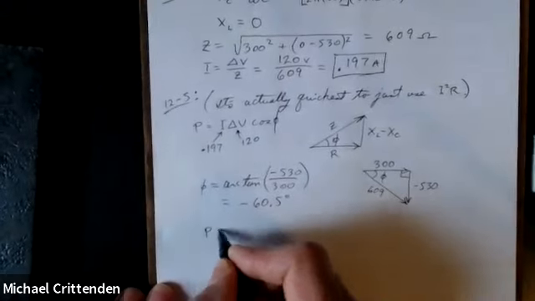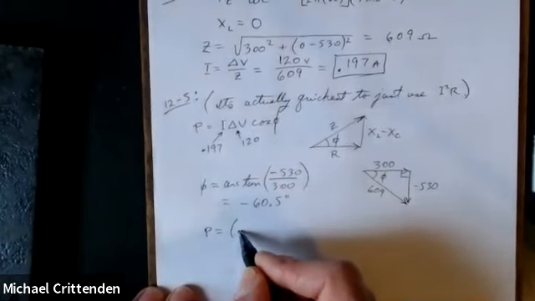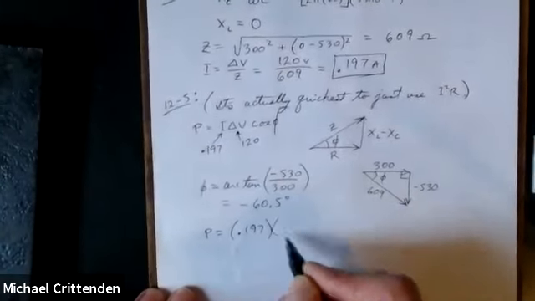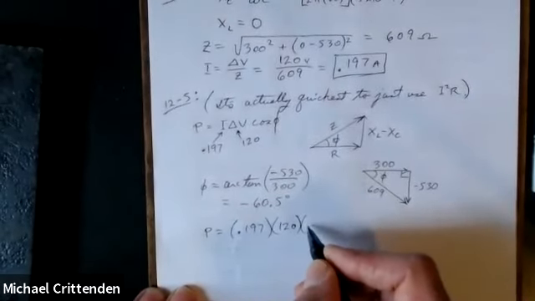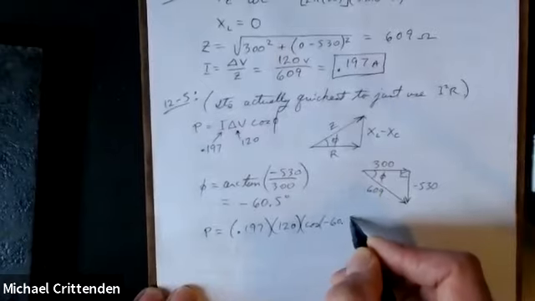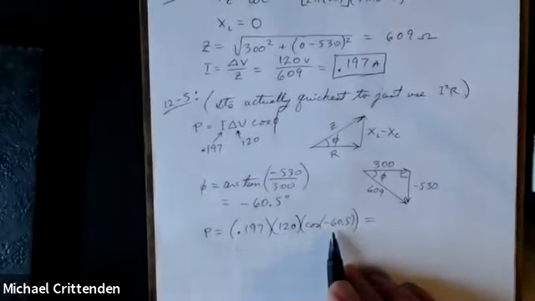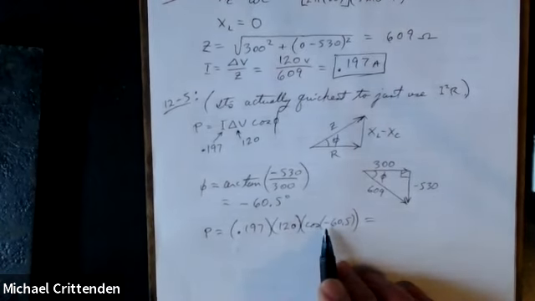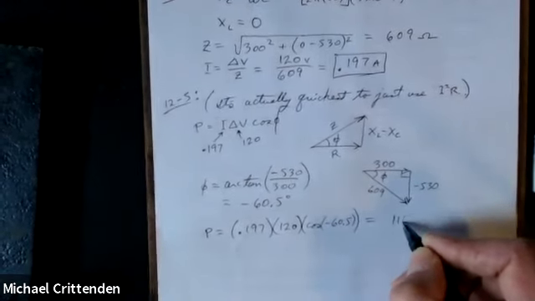Once I know that, power equals, well, like I wrote up here, 0.197 times the 120 volts times the cosine of negative 60.5. Now actually, because the cosine of positive 60 equals the cosine of negative 60, on this particular question, you'd get away with it. If you forgot the minus sign, you're still going to get the right answer, which is 11.6 watts.